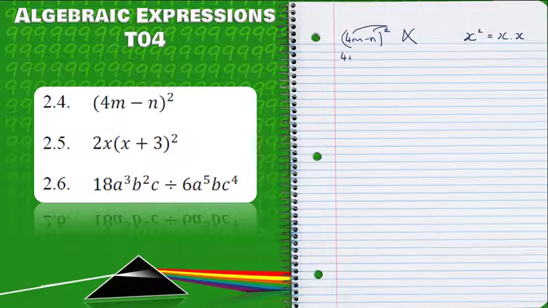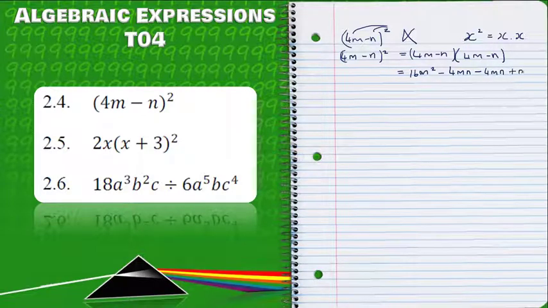Instead of saying 4m minus n squared, I'm going to rewrite it as 4m minus n twice, as we did with these x variables. So 4m minus n, times 4m minus n. Alright, and now I'm just going to FOIL it out again. So 4 times 4 is 16m squared. Then 4m times by negative n is negative 4mn. Then negative n times by 4m gives me also negative 4mn. And finally, negative n times by negative n gives me a positive n squared.